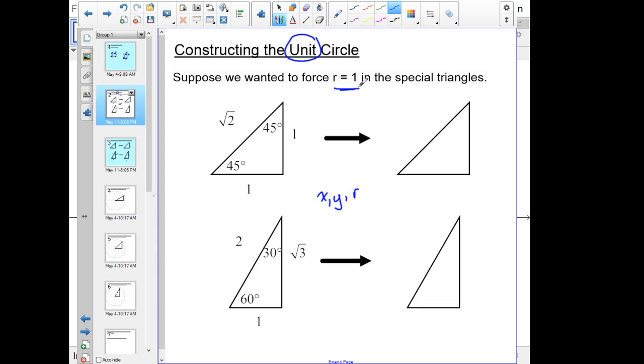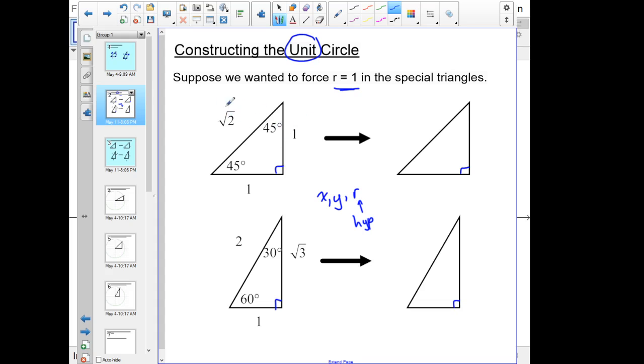So when I'm talking about r, I'm talking about the r from the x, y, and r definition in trigonometric ratios. And the r in particular is referring to the hypotenuse. So when I say, what if we wanted to force r to be equal to 1? What we're saying is, let's force the hypotenuse to be equal to 1. And what would that look like? Well, so long as we maintain the ratio of the triangle sides to each other, that's fine.